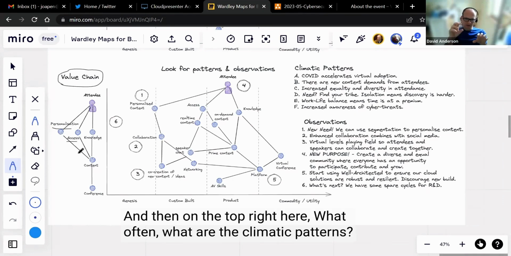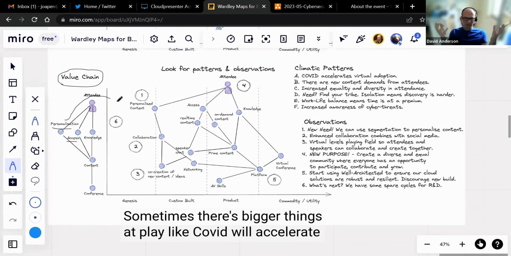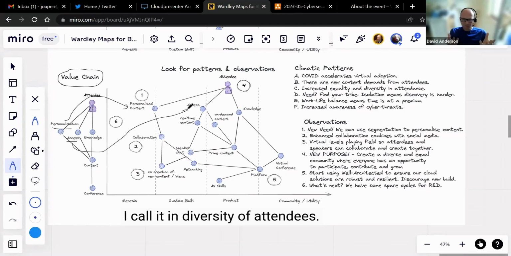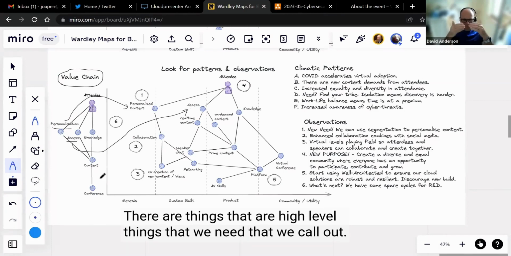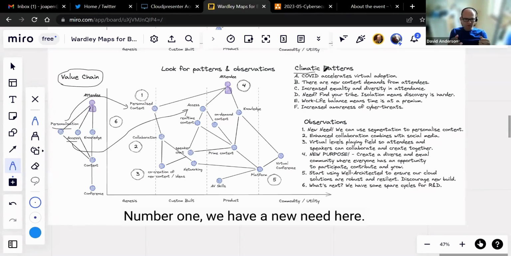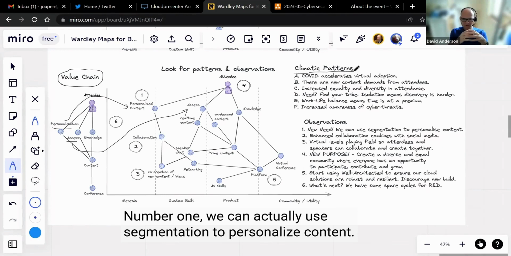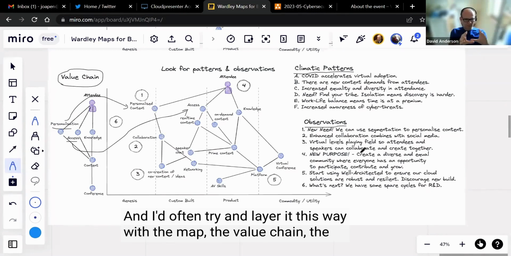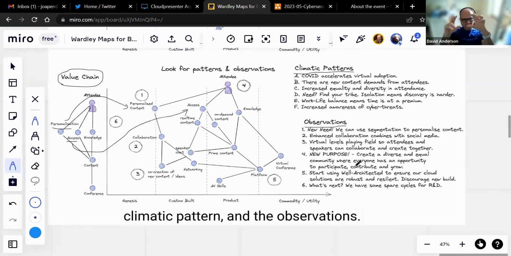And then on the top right here, what are the climatic patterns? Sometimes there are bigger things at play, like COVID will accelerate virtual adoption that maybe wouldn't have happened in 2015. Equality and diversity of attendees. These are high-level things that we call out. And then as you start to analyze the map, observations, like number one, we have a new need here. Number one, we can actually use segmentation to personalize content. So you start to have commentary towards the map. And I'd often try and lay it out this way with the map, the value chain, the climatic patterns, and the observations.